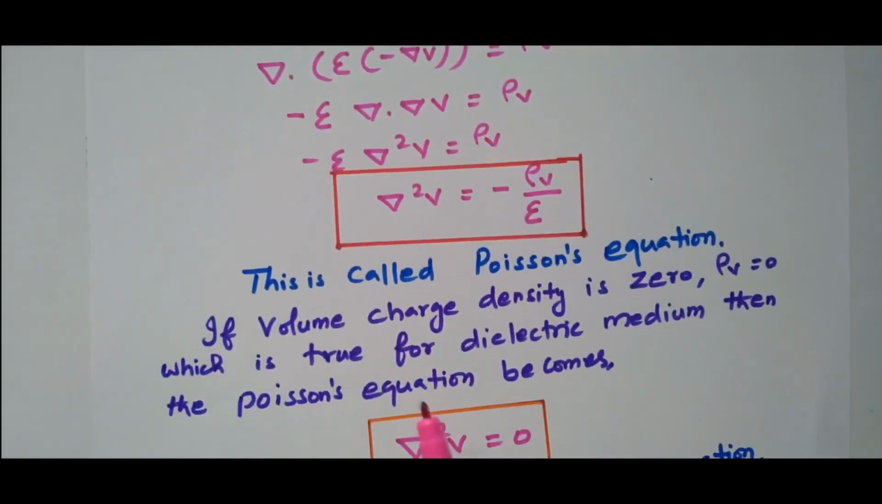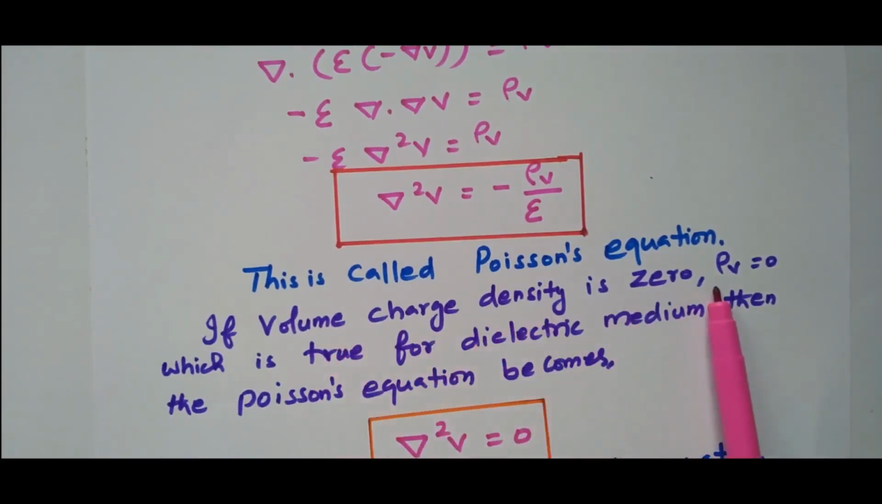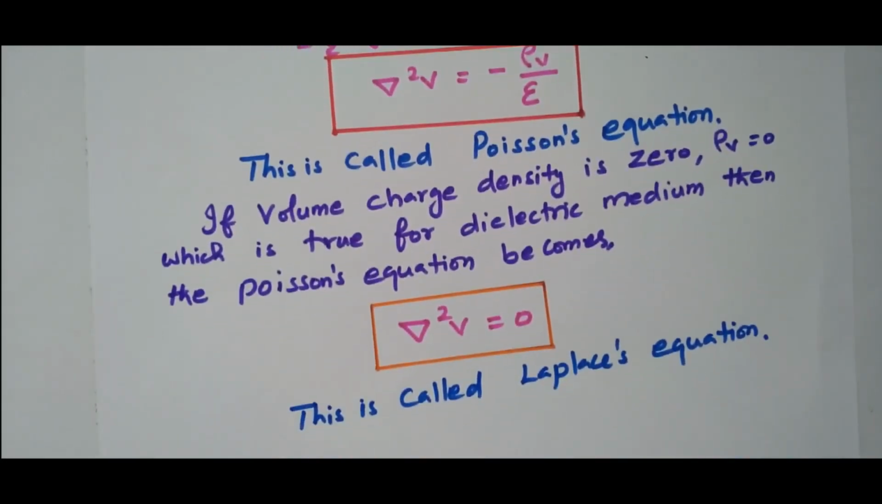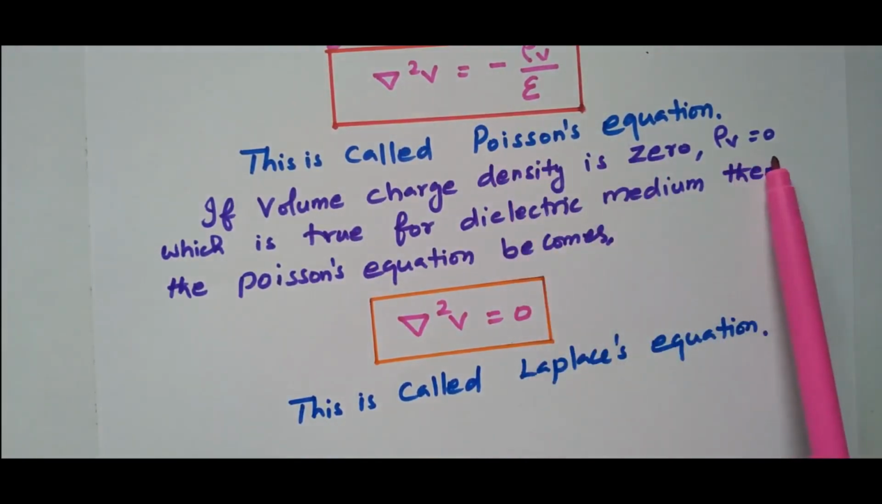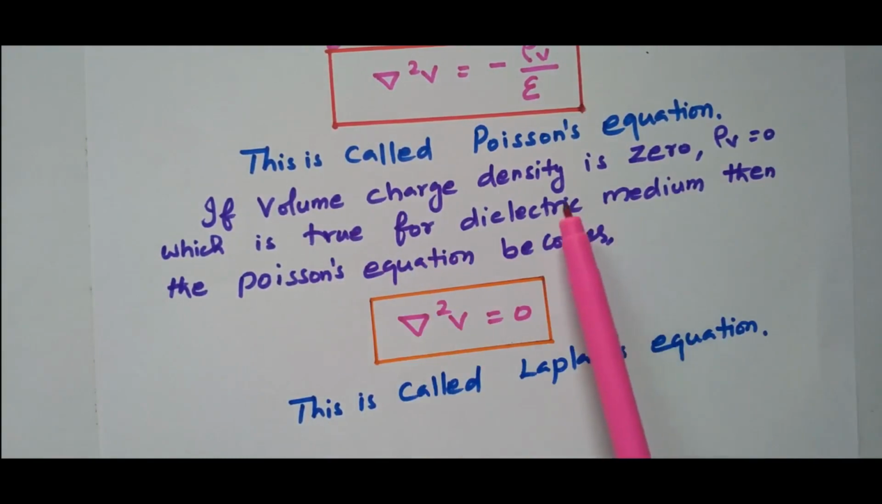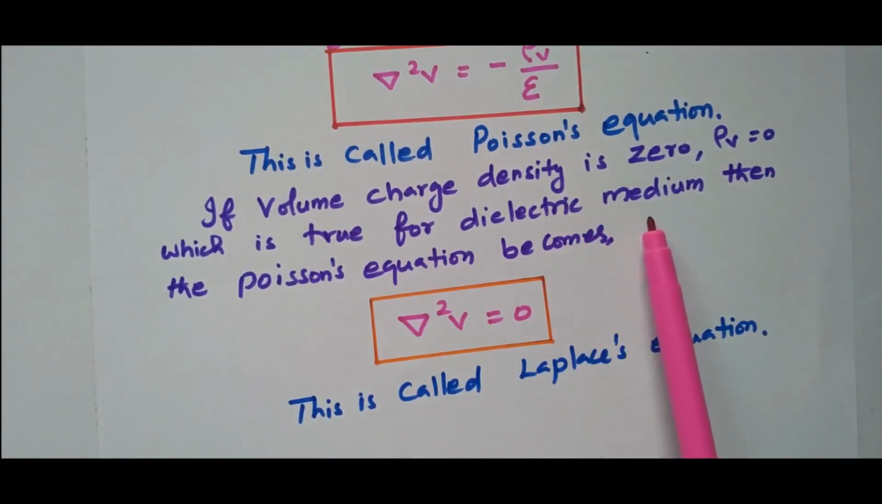In this Poisson equation, if the volume charge density rho V is 0, that is, there is no charge available, then it is true for a dielectric medium, and the equation becomes del square V equal to 0. So in the above Poisson equation, if the charge is 0, that is nothing but a dielectric medium. The charge is 0, so this equation is represented as a Laplace equation. Del square V equal to 0 is nothing but the Laplace equation.